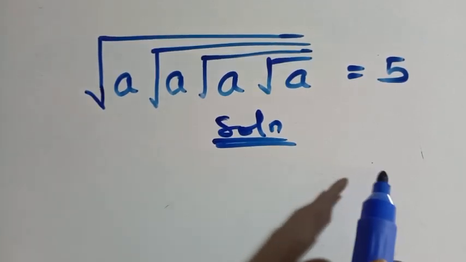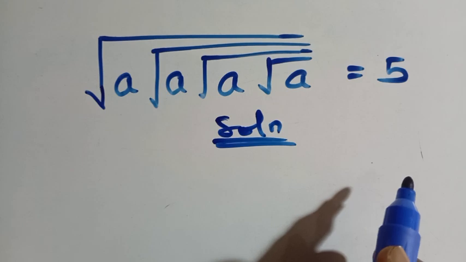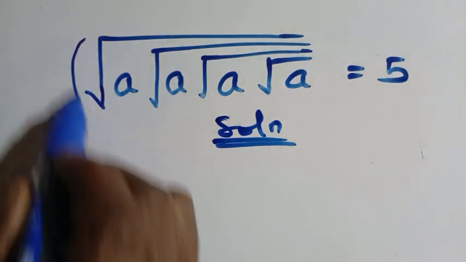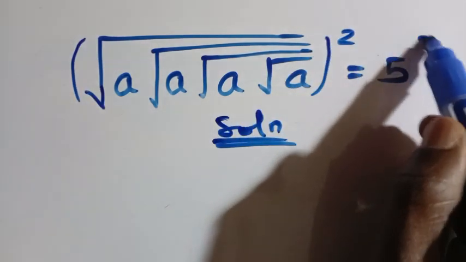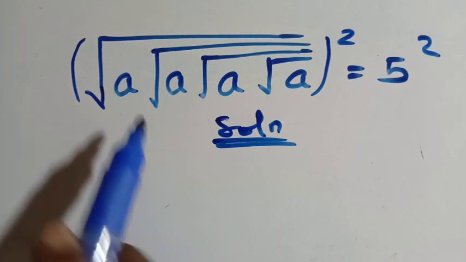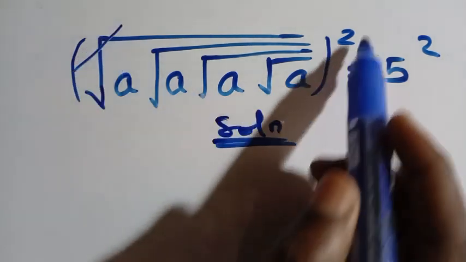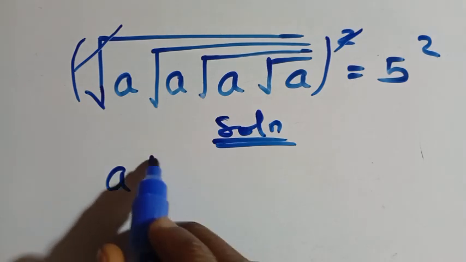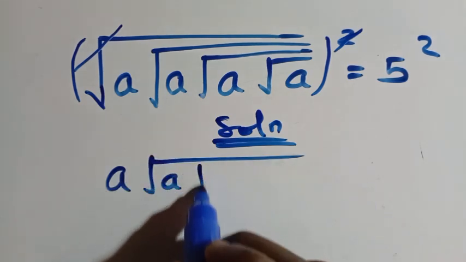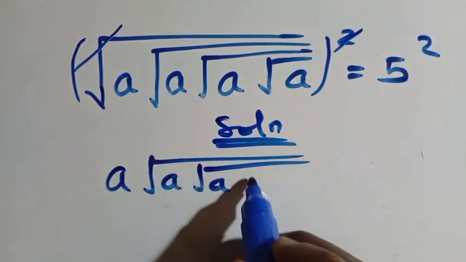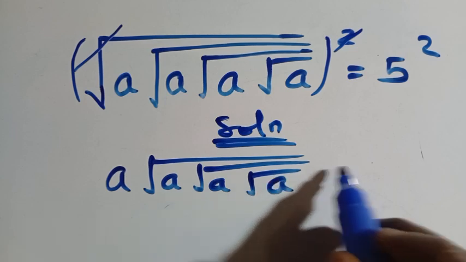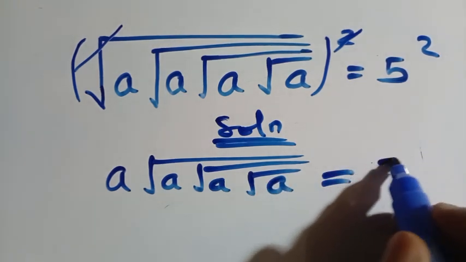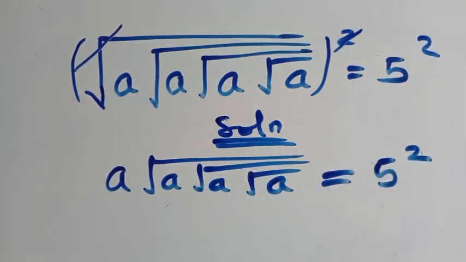Here, let's try to take the square of both sides. Suppose we take the square of this, and also we take the square of this. From there, this and this cancel, and we have only a multiplied by the square root of a multiplied by the square root of a multiplied by the square root of a equals 5 squared.